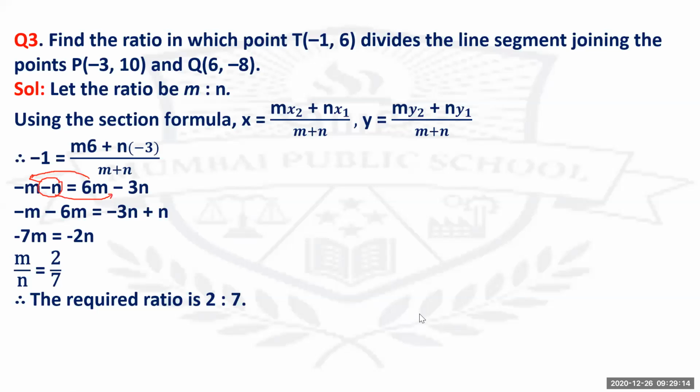Is this clear to all the students? Well, I've understood. See, when you have to find the ratio, okay, you have to just substitute it in any one of these formulas, either x or y, to get the values. You keep the terms related to m on one side, n on the other side, and then you'll make that in the fractional form of m upon n.